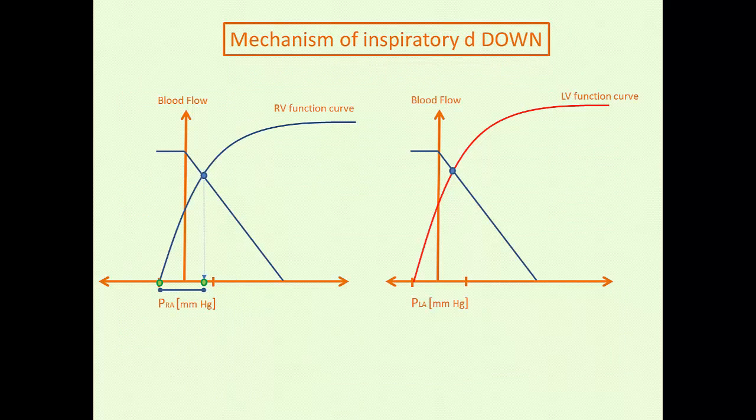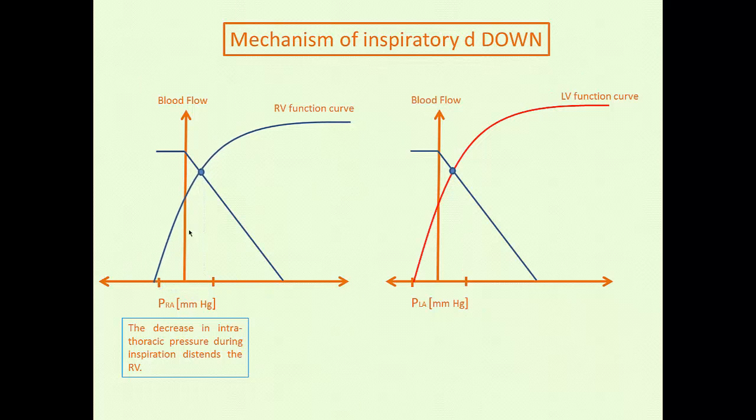So let's talk about the mechanism of an inspiratory D down in a patient who's spontaneously breathing. So again, here's your Guyton analyses for the right ventricle and left ventricle side by side. The decrease in intrathoracic pressure that occurs with inspiration tends to distend the RV. So in this situation, unlike in mechanical ventilation where the RV function curve was moving rightward, remember, this is the point that tethers the cardiac function curve with intrathoracic pressure. This point here, the x-intercept of the right ventricular cardiac function curve, tracks your changes in intrathoracic pressure.